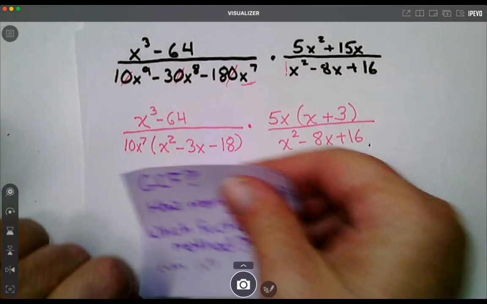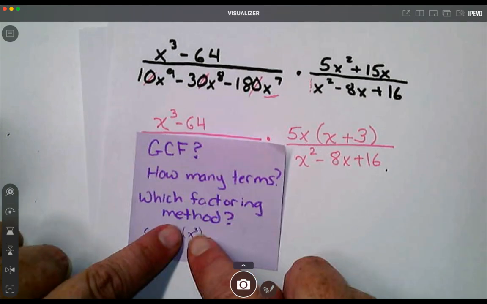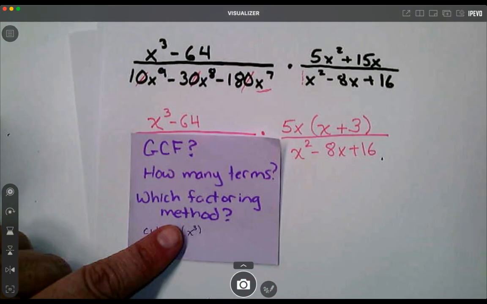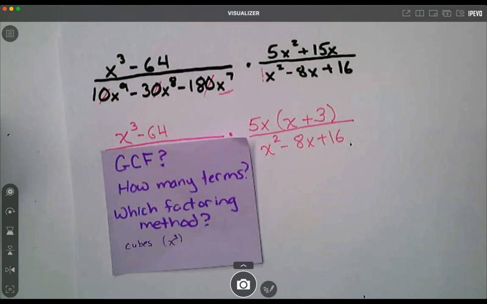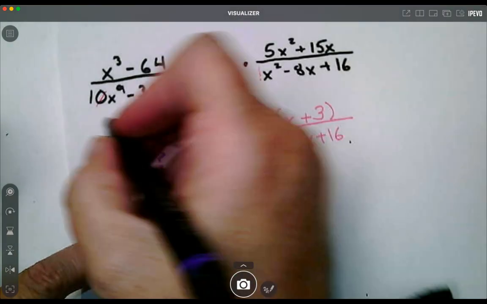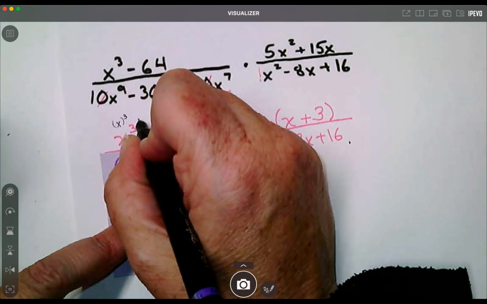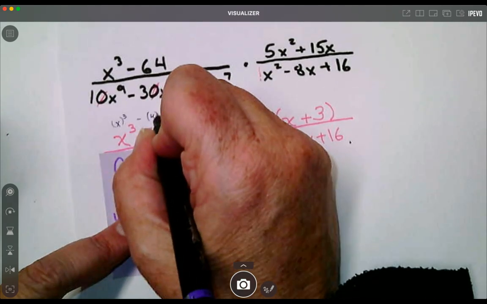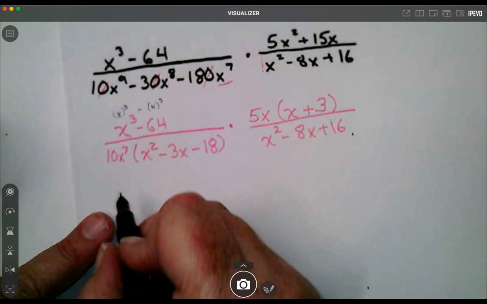Okay, here we go. Let's look at this top thing. How many terms? 2 terms. Is there a cube? Yes. Is 64 a perfect cube? Yes. Could it be a to the power 3 minus b to the power 3? Yes, it's x to the power 3 minus 4 to the power 3. So let's go ahead and do that.